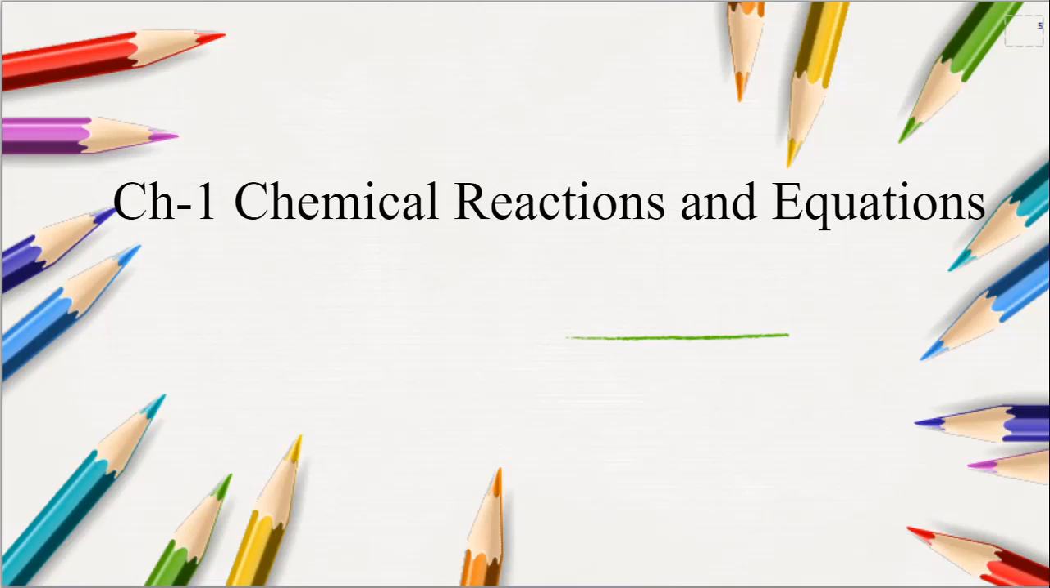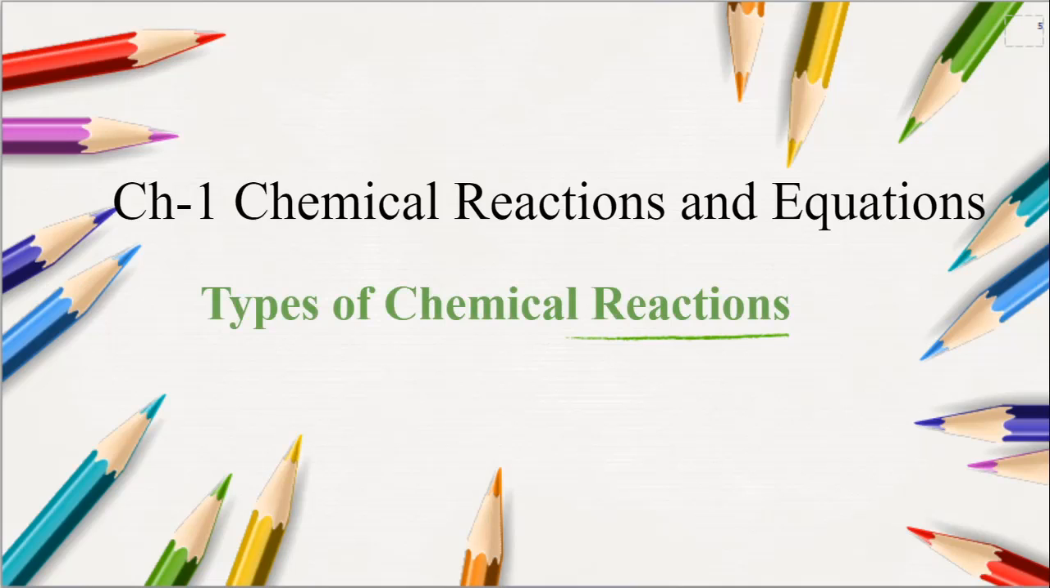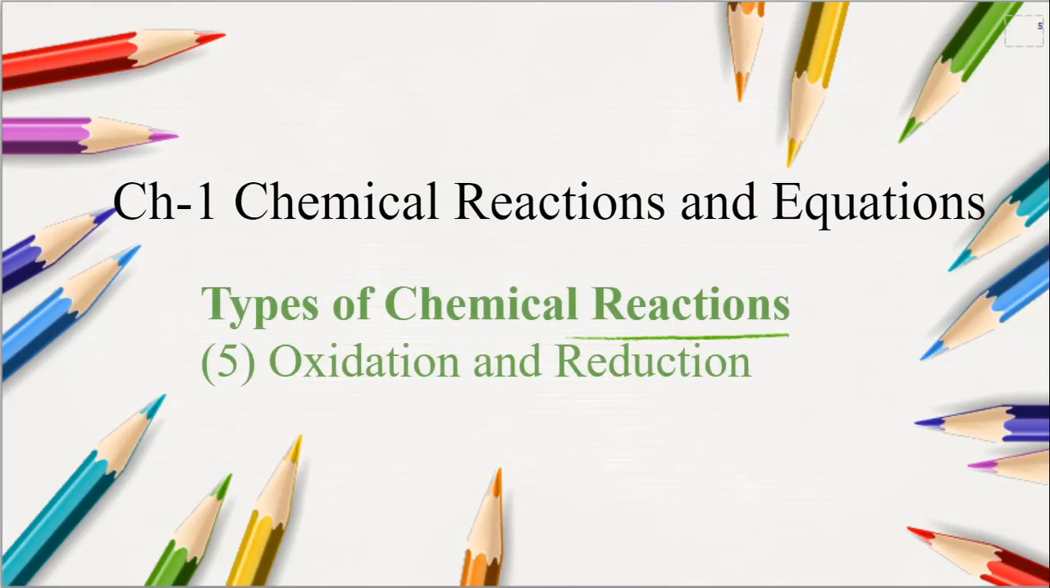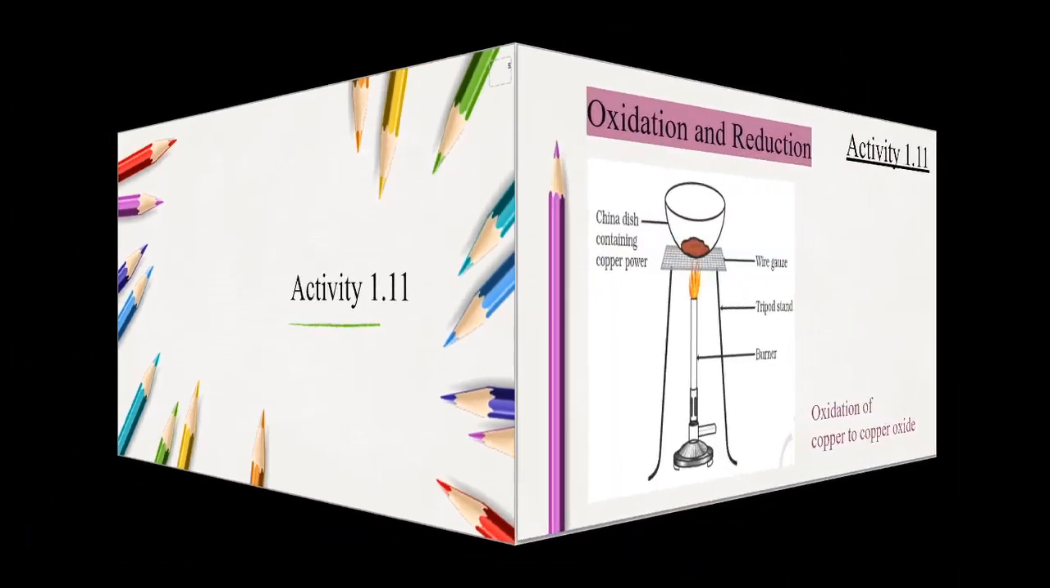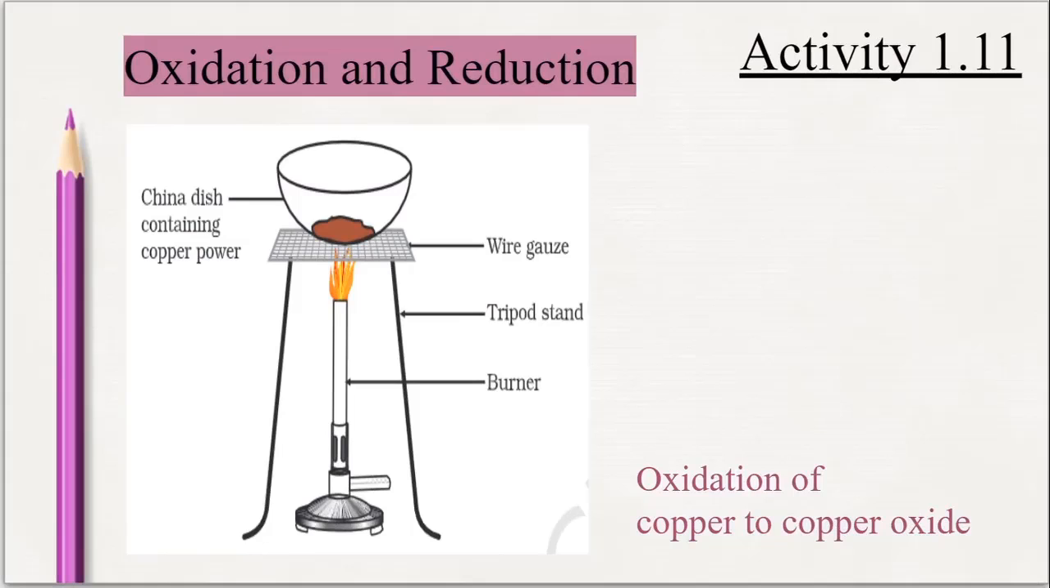Today in this video we are going to continue the types of chemical reactions with the fifth type, which is oxidation and reduction. We will learn what oxidation is and what reduction is by Activity 1.11, and we will also see their definitions. So let us start Activity 1.11 in your textbook, which is oxidation of copper to copper oxide.